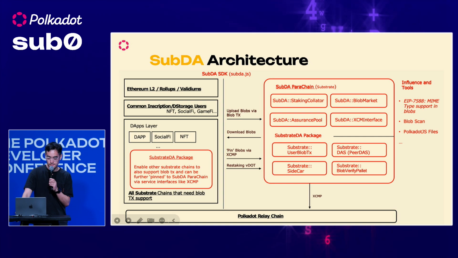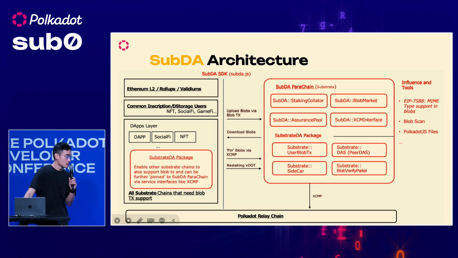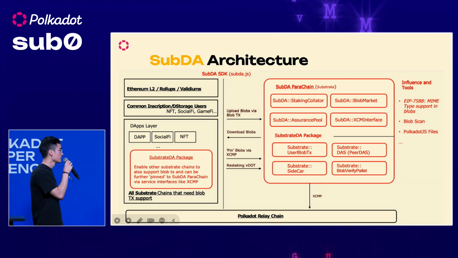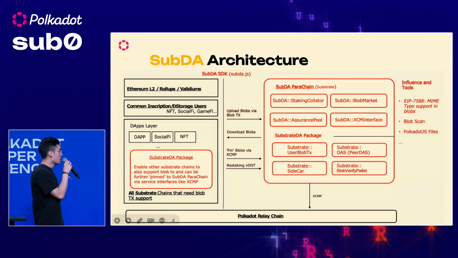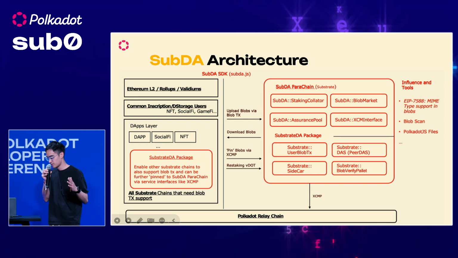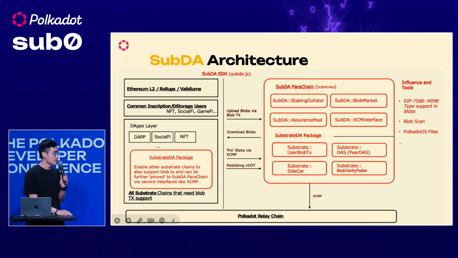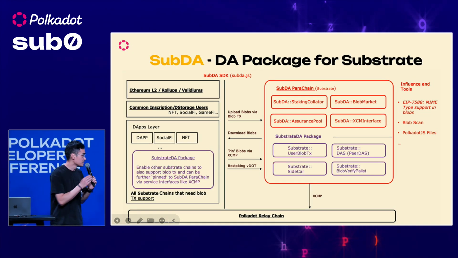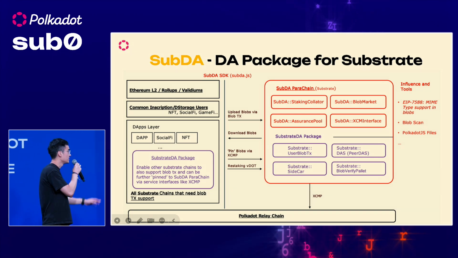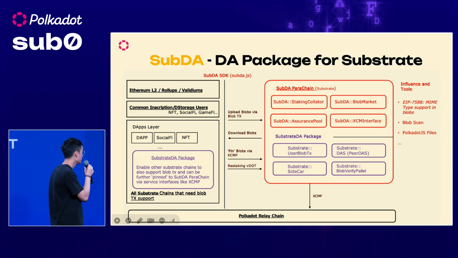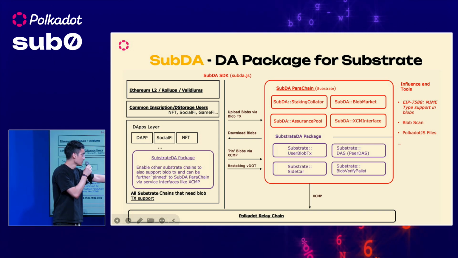And this is a sub-DA proposal, which is proposed by Crust Network. This looks a little bit complicated, but don't worry, I will explain this solution from two different perspectives. The first perspective is that we plan to provide a DA package for Substrate, which is marked in purple.